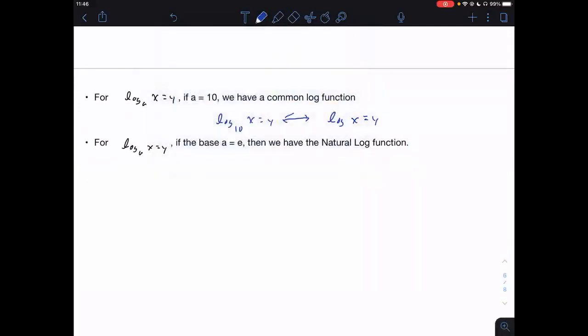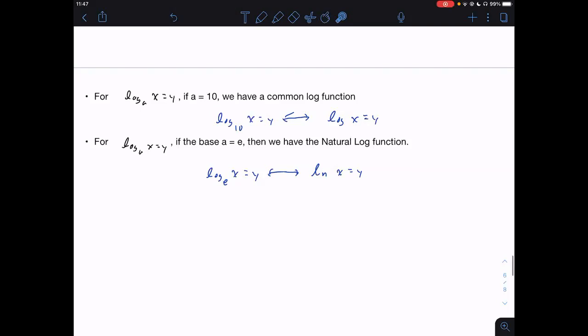Our log will have base e of x equals y. And as we recall from algebra, if the base of our log function is e, then we denote that as ln of x equals y. ln means natural log. So again, the natural log will be the main focus of this section.